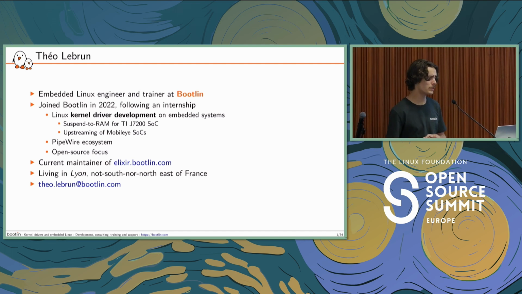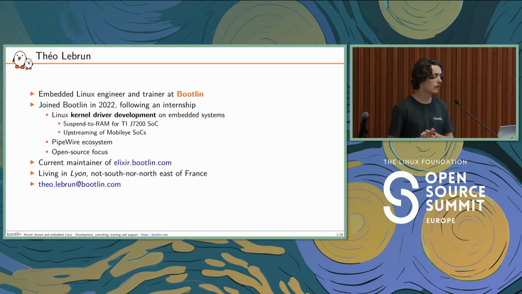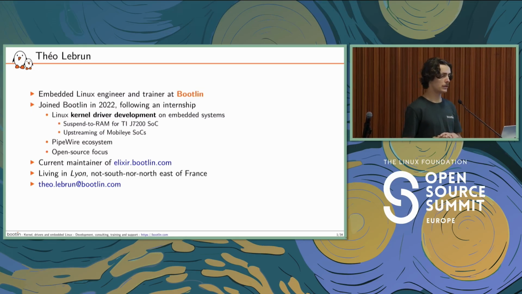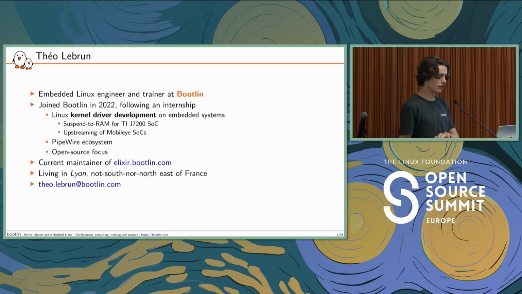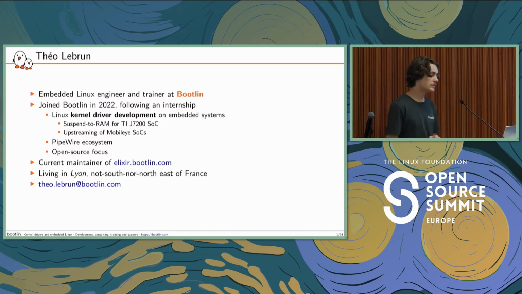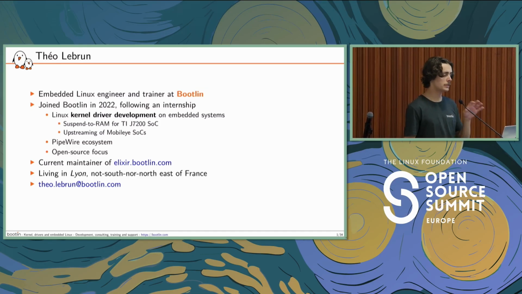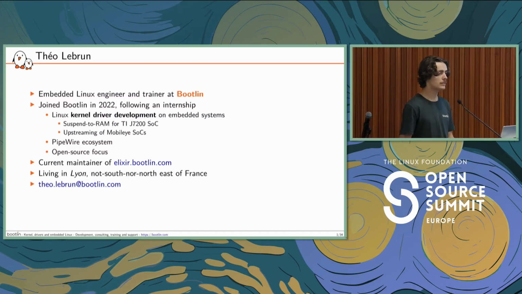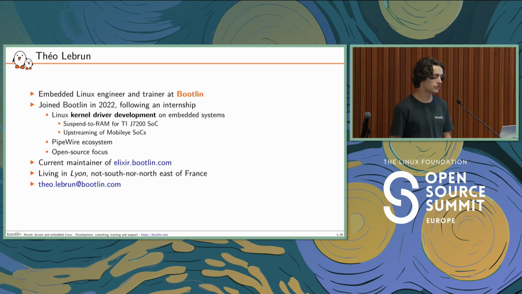I've also done quite a bit of pipewire, mostly during my internship. That's great, so a bit of audio background as well. And we do, or try to do, everything as open source at Butlin and make it upstream first. So that's a good reason to work on projects. I'm currently maintaining elixir.butlin.com, so you might know the website. It is useful to browse the kernel sources and send links. I'll have a few links in the slides, so you can click on them and get access to the source code directly.